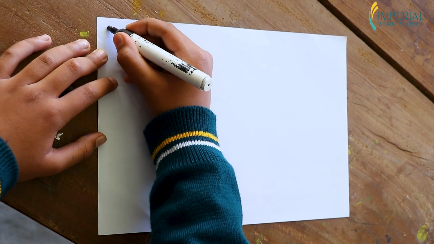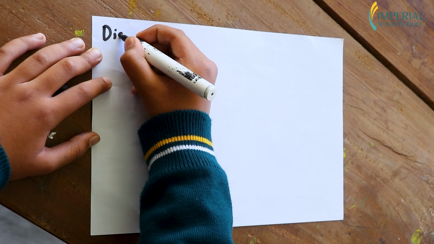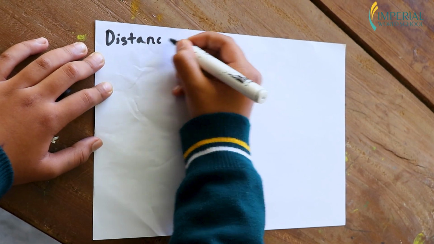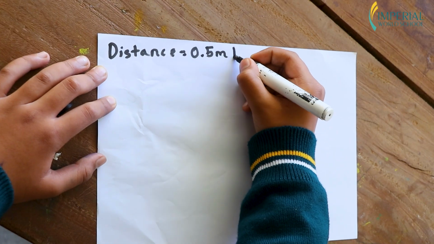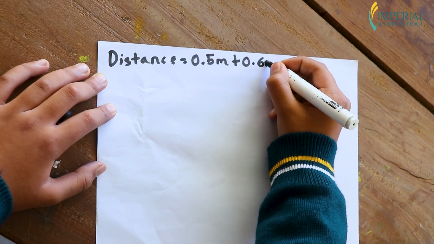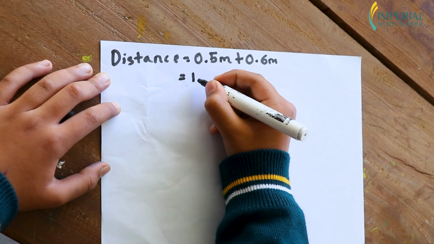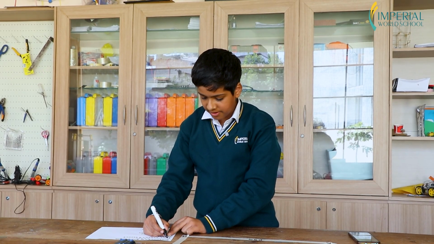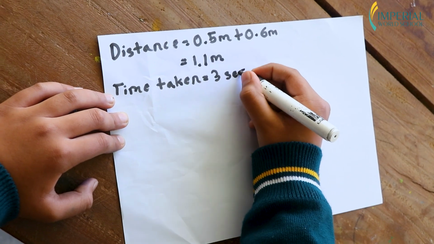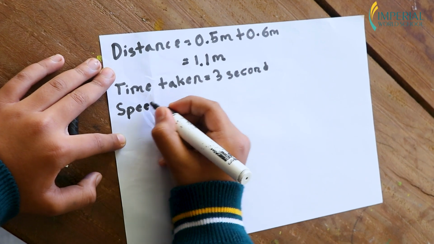Okay, so in our case the total distance can be calculated as from point A to point B it is 0.5 meters and from point B to point C is 0.6 meter. So the grand total will be 1.1 meter. Now in the stopwatch the time taken was 3 seconds. So our main question is, what is the speed?